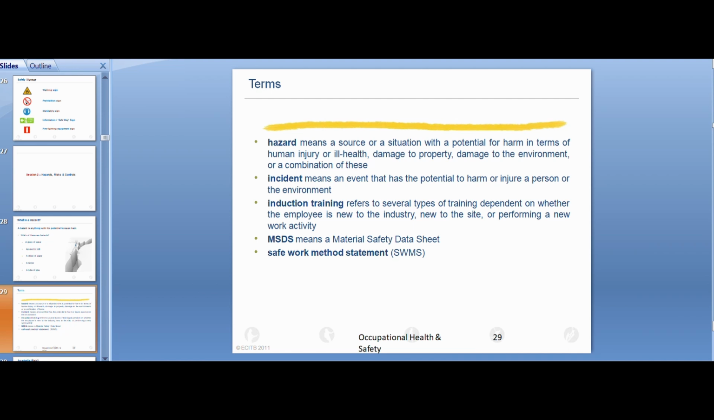MSDS, material safety data sheet, which we will discuss in more detail when we discuss chemical hazards. Then SWMS, safe work method statement, which we will also discuss in the next topics.